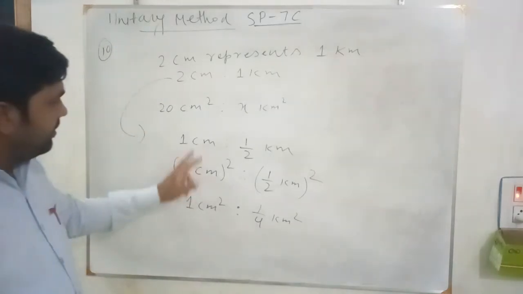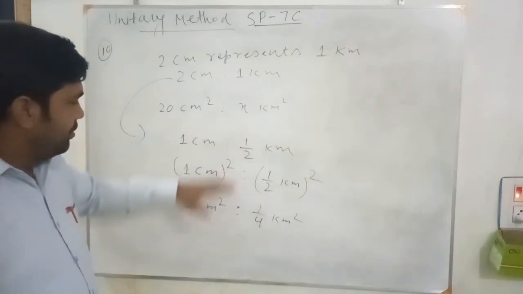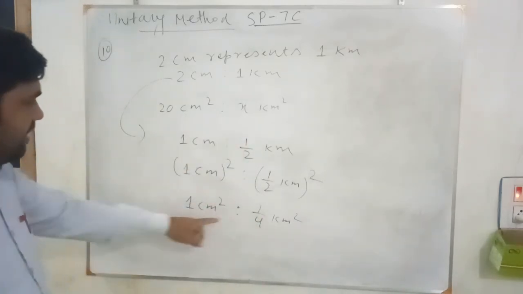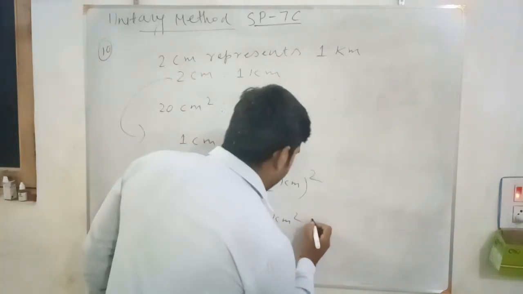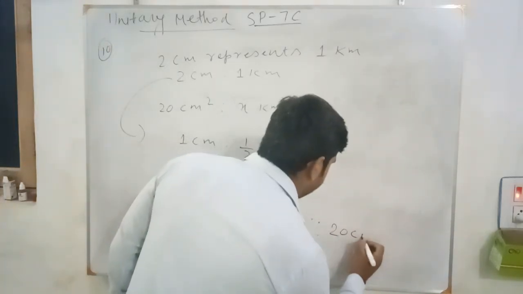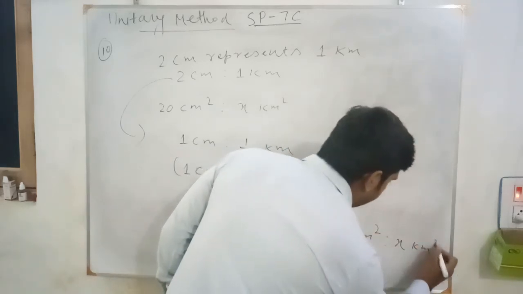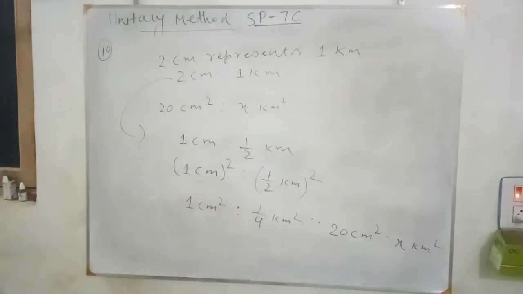So this ratio will be equal to this ratio. So now we equate that. Now 1 centimeter square is in proportion to 20 centimeter square as 1 by 4 kilometer square is to x kilometer square. Now in this we can find it.